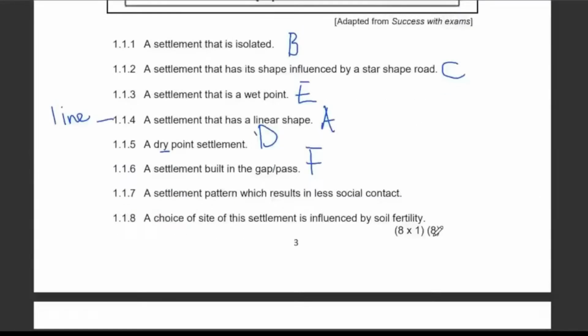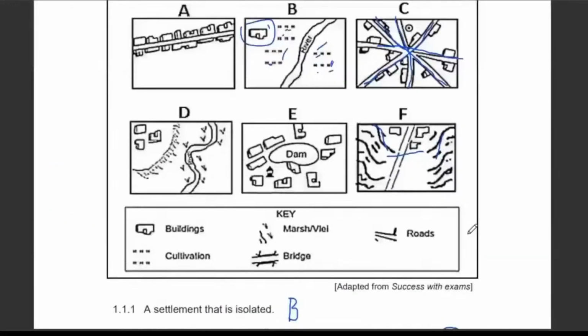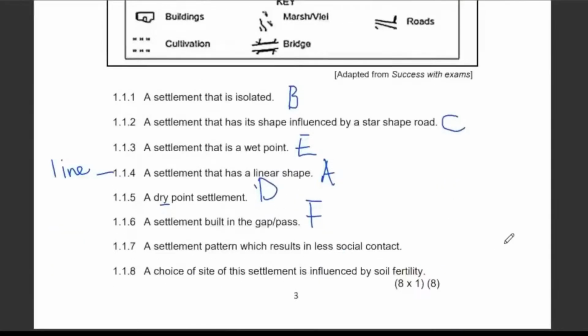Number 7, a settlement pattern which results in less social contact. If we are talking of social contact, we are saying people are interacting with one another. But where there's less social contact, it implies that the settlement is in isolation, is dispersed away from other settlements. So B qualifies to be the correct response. It's an isolated settlement. There's less social contact. People cannot socialize because of distance.